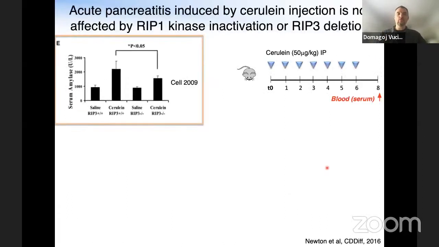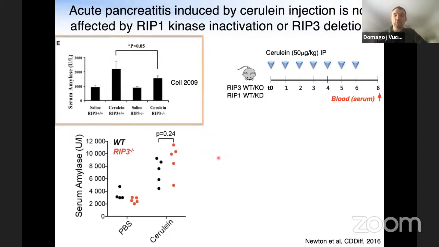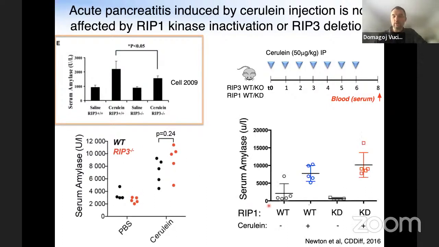Okay? So, for example, there was a Cell paper showing that RIP1 plays a role, or RIP3, in pancreatitis, and there was an effect of RIP3 knockout in pancreatitis model. However, we could never reproduce that. We see no difference between wild types or RIP3 knockout mice or wild types or RIP1 kinase dead mice in the serum amylase in this kind of cerulein-induced model of pancreatitis. So we discounted that.